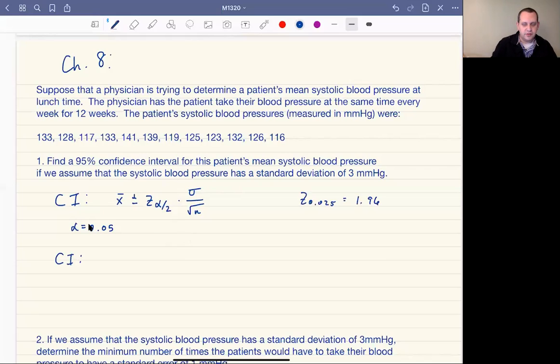So this turns out to be the mean, which is 126.67 plus or minus 1.70. That's what we found when we did this in R. And if we want to write that as an interval, we could also write this as the interval from 125.97 to 129.36.